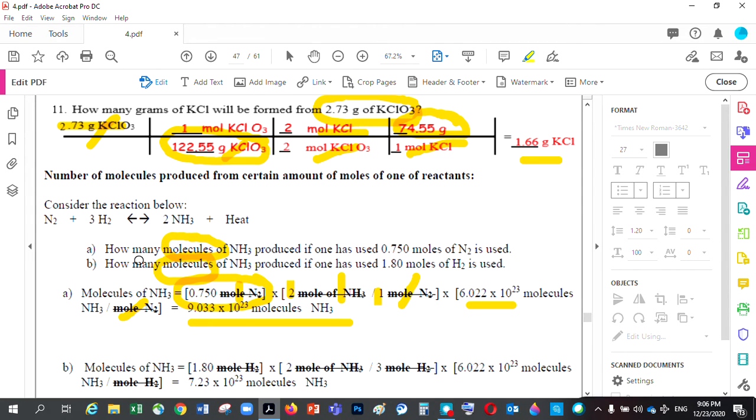B, how many molecules of ammonia are produced if you have 1.8 moles of hydrogen? The same steps, the only difference you have to watch for here. Hydrogen, you start with it, so 1.80 moles. But now the ratio is different. You have 3 moles of hydrogen for 2 moles of ammonia. You have to look at the ratio only. And then you multiply by Avogadro's number to get the number of molecules of ammonia.